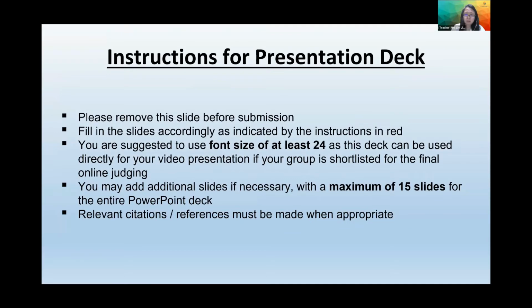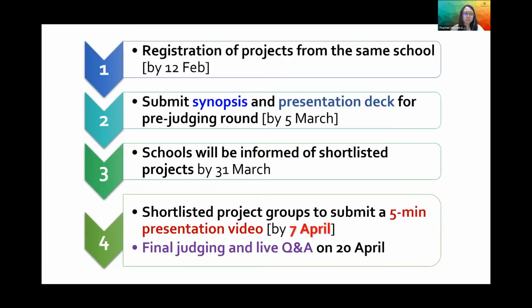This will be the instructions given for category B in innovations. The maximum number of slides for this category is only 15. The schools will be informed of the shortlisted project by 31st March, and the shortlisted project groups will therefore submit a 5-minute video presentation by 7 April. And this year, for the elements, we will have a live Q&A component that will happen on the 20th of April. So please do take note of the dates.